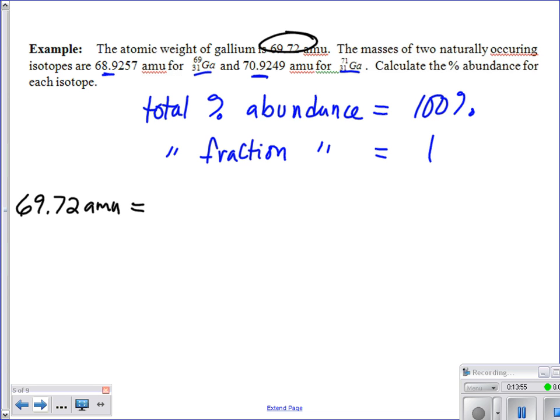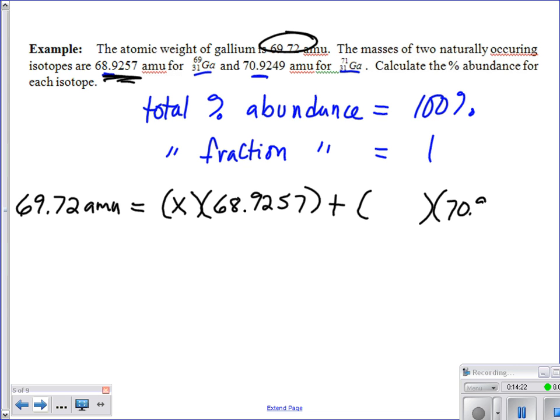So now I can go through and set this up, but I don't know anything about percent abundance. So let's go ahead and plug in an X. I'm just going to go in order, and I'm going to do it for this one first, since that's what I come to first in my problem. So I take that and multiply my percent abundance of X times 68.9257. And I add that to my other percent abundance times my mass of 70.9249.